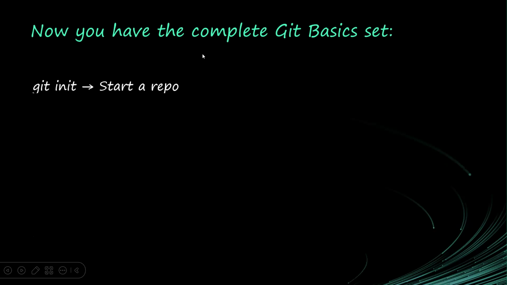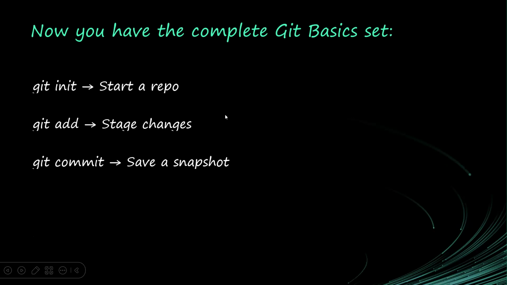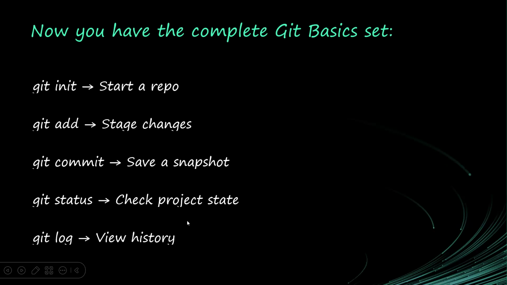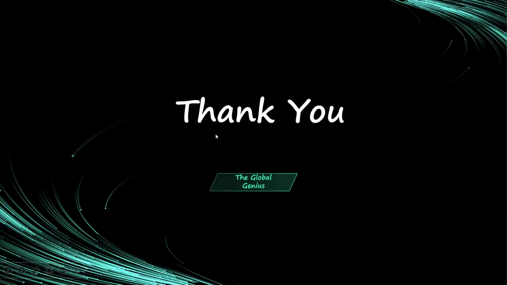Now that you have the complete Git basic set: git init sets up a repo, a repo is just a Git repository. Git add stages the changes. Git commit saves a snapshot. Git status checks project state. Git log views history.